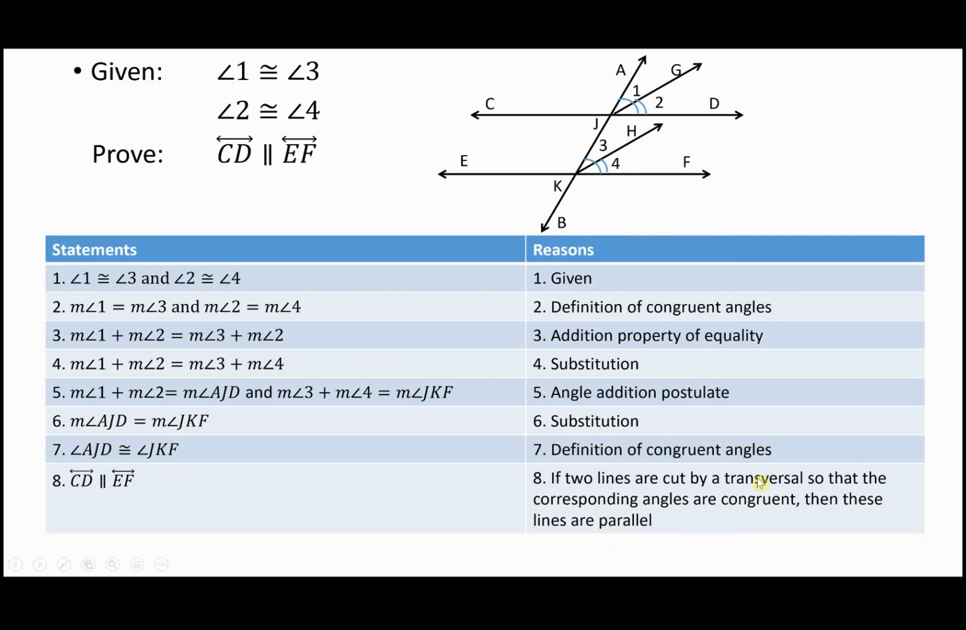If two lines are cut by a transversal so that the corresponding angles are congruent, then these lines are parallel. So this is me just cutting and pasting the exact verbiage of the given theorem, but it can be acceptable to slightly reword the theorems. Truncating some words is okay. Using symbols instead of some words just to make it even more concise is acceptable.